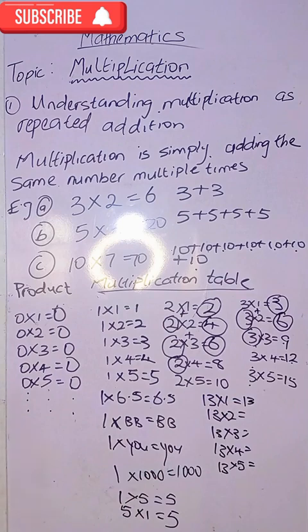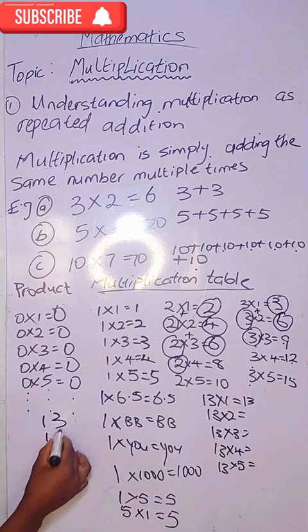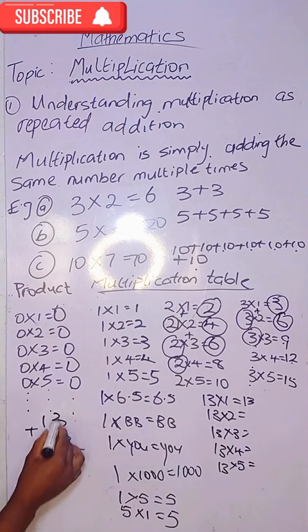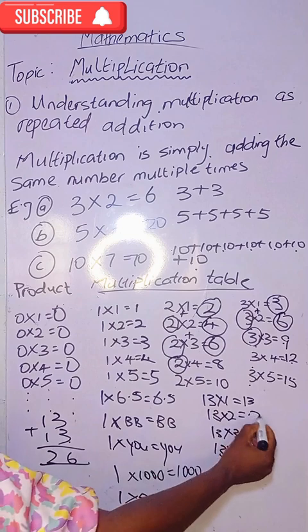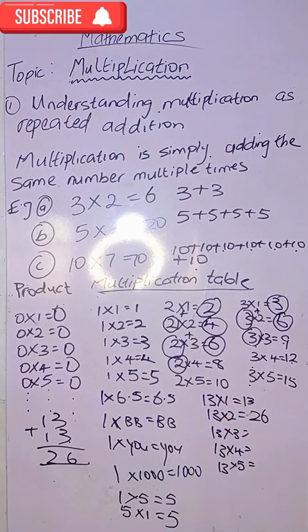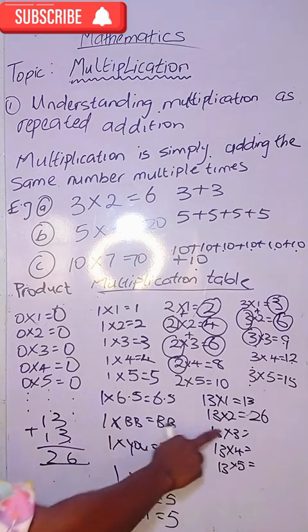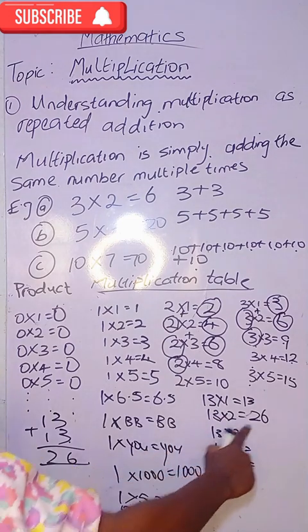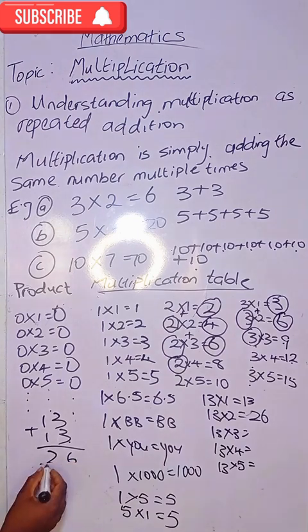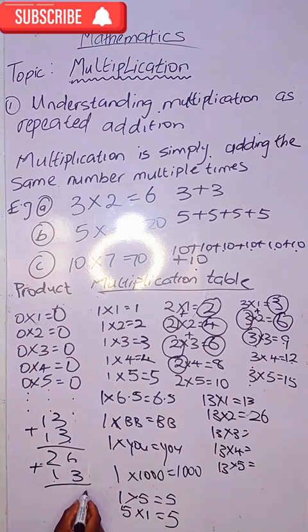So we have 13. For us to get this one, we don't know it, but we can get it. 13 plus 13 gives us what? 3 plus 3 gives us 6. 1 plus 1 gives us 2. So our answer is 26. You can see it. Now we know that 13 times 2 is 26, but we don't know what is 13 times 3. So what are we to do? We are to do 26 plus 13. 6 plus 3 gives us what? 9. 2 plus 1 gives us what? 3. We have 39.